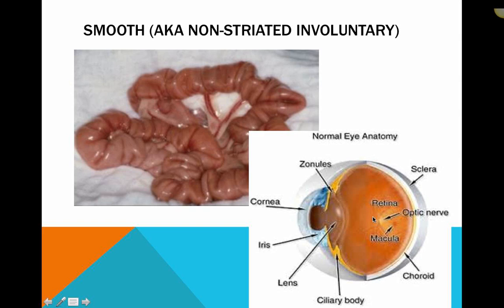An example of multi-unit smooth muscle would be the ciliary muscle, the ciliary body, within the eye that allows one to see things close up and see things a little bit further away. Another example of multi-unit smooth muscle, you'd find it in the respiratory tract, you'd find it in blood vessels, and that's more or less it, and within the eyes.